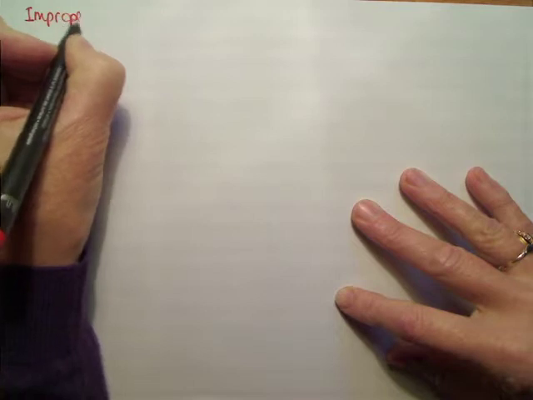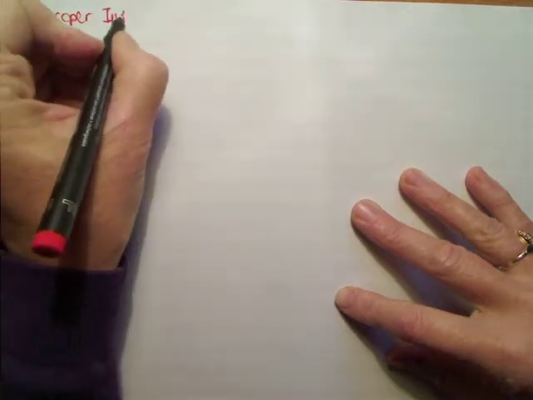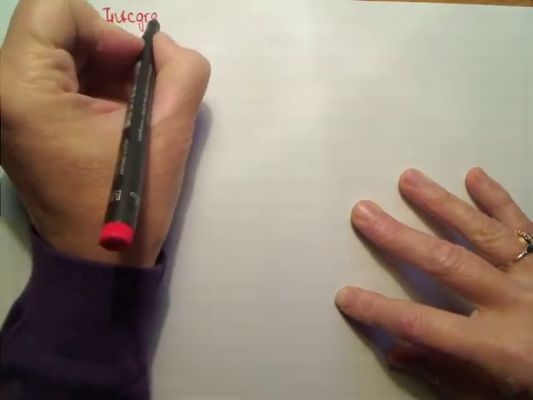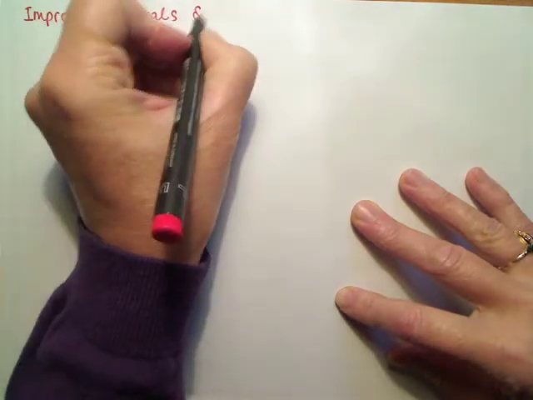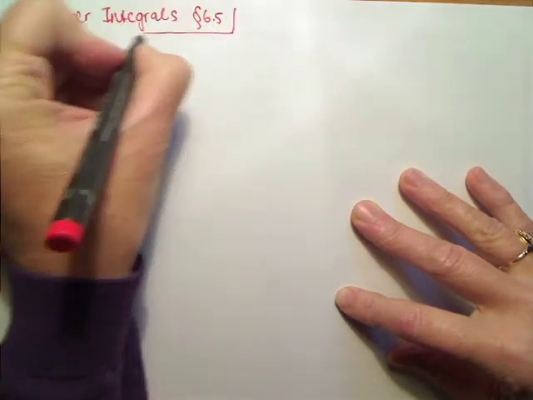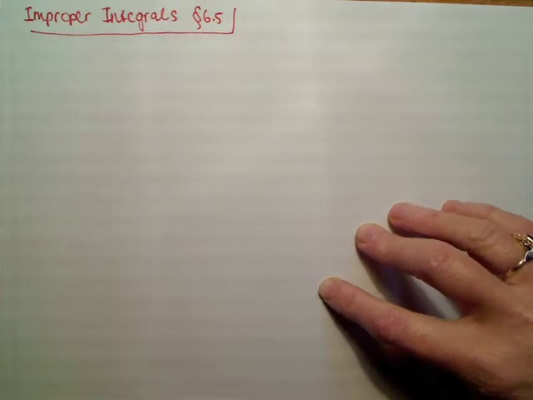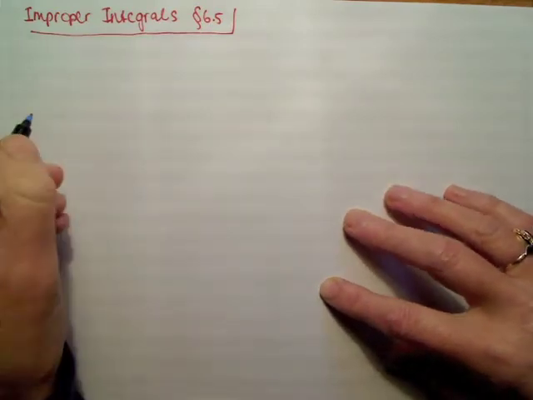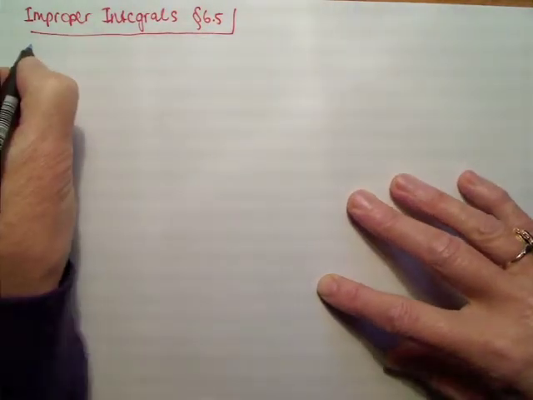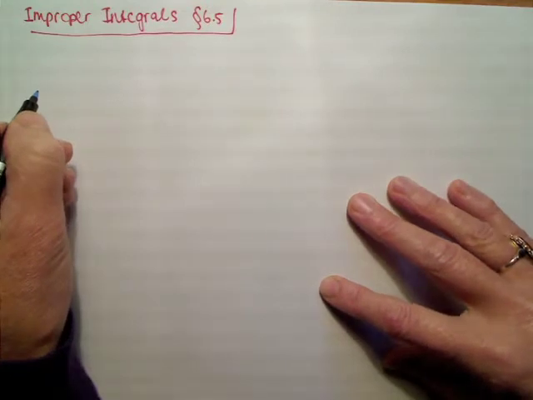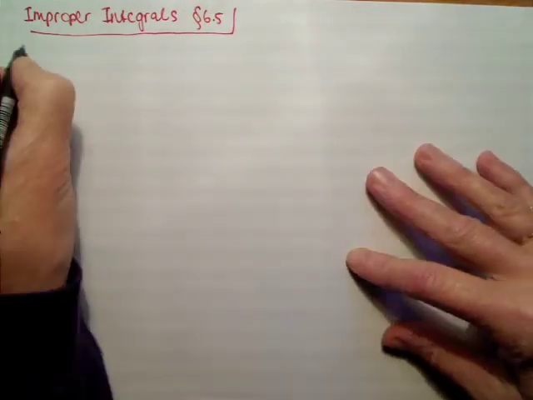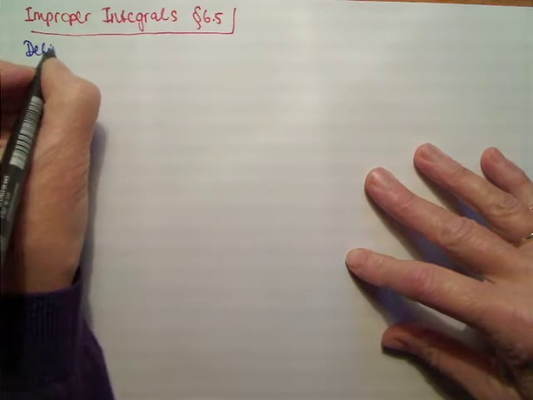The next two videos are on so-called improper integrals. These can be found in section 6.5 of the book. Now, what is this about? Well, what we have considered so far are indefinite integrals, which are primitives, and definite integrals.